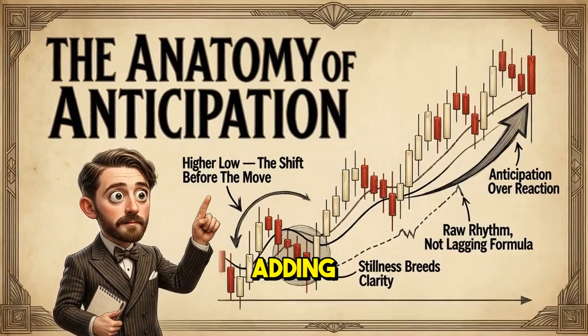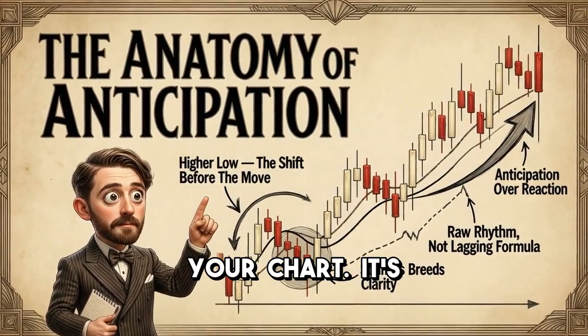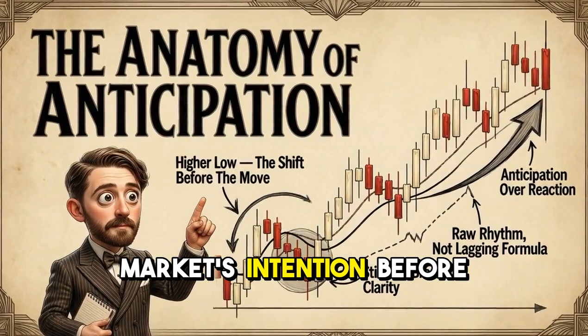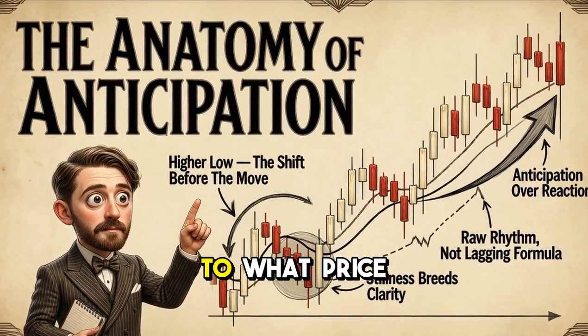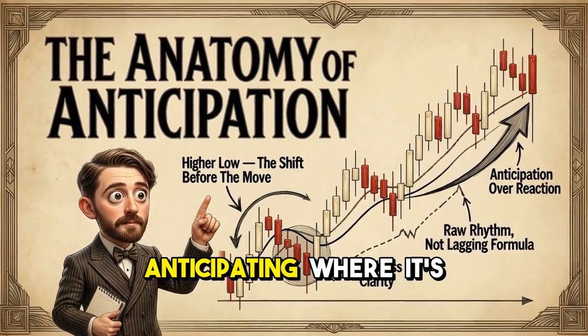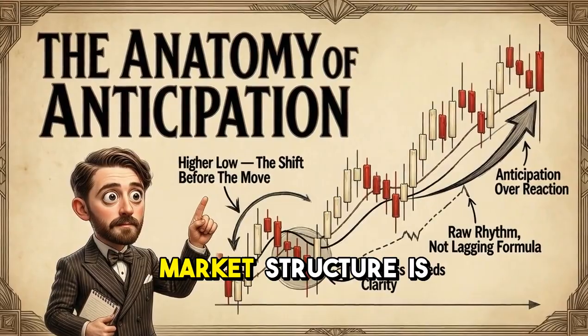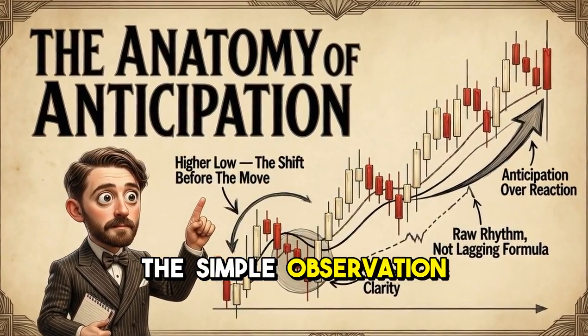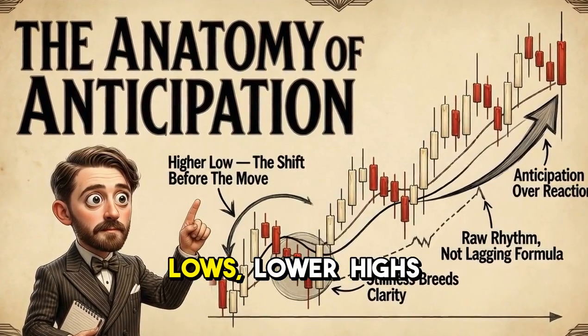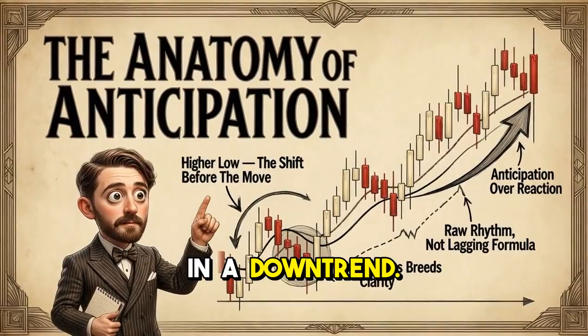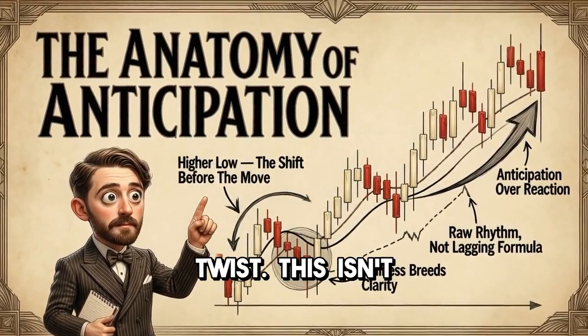This indicator isn't about adding another line to your chart. It's about reading the market's intention before a single candle closes. You stop reacting to what price did and start anticipating where it's likely to go. Market structure is the simple observation of higher highs, higher lows in an uptrend and lower lows, lower highs in a downtrend. But here's the twist.